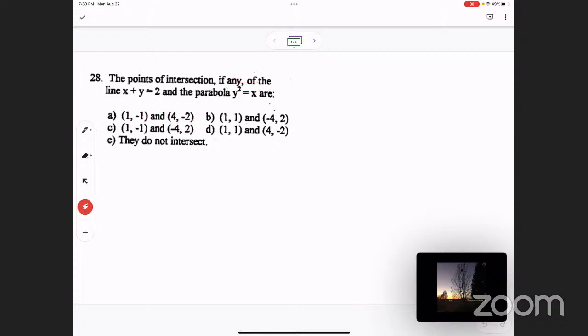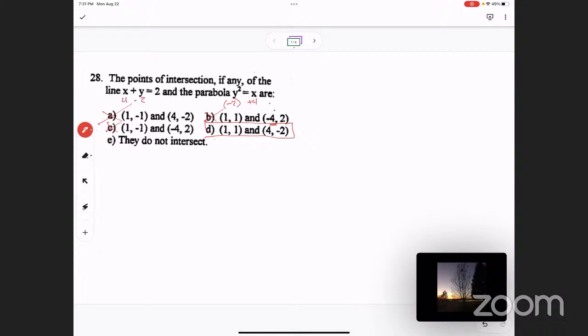So to be honest with you, that'd be the quicker way to do it, is just to plug. So plug in 1, -1. Well, that's not going to work, right? So it wouldn't be A or C then. And for this one, if you plug in -4 for X, that wouldn't work. So it only can be D, if any, or they do not intersect. And I think D works, because if you plug in +4 and -2, those work. That works. And it works for this as well, 4, -2. So that was the answer for it.